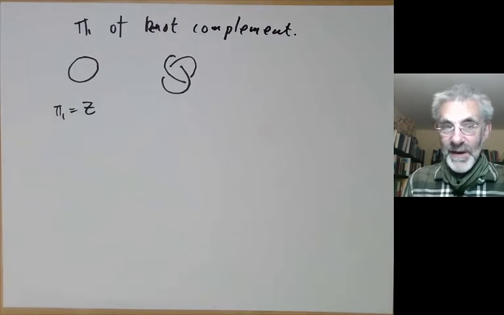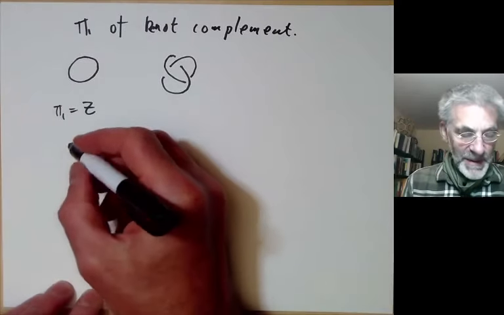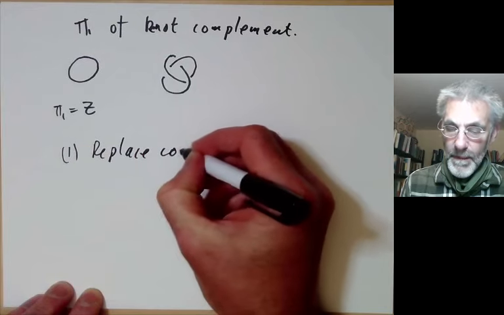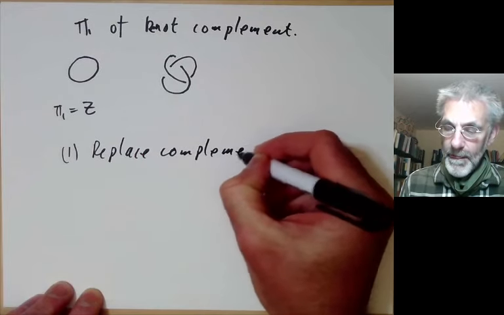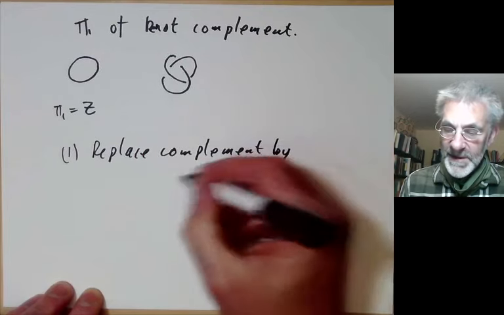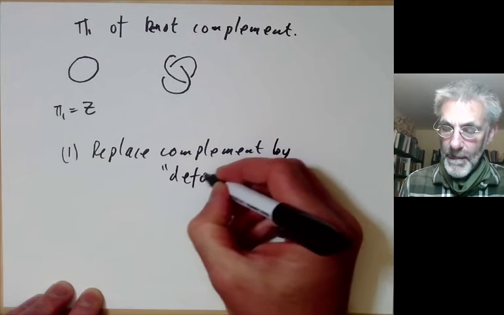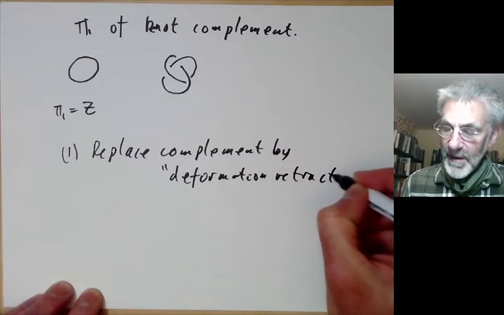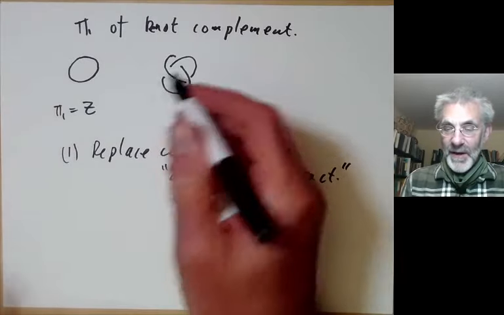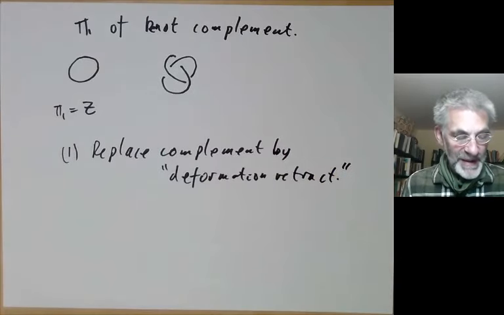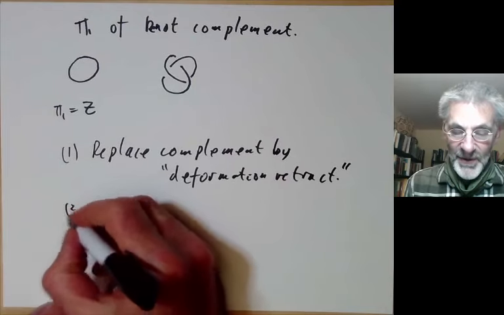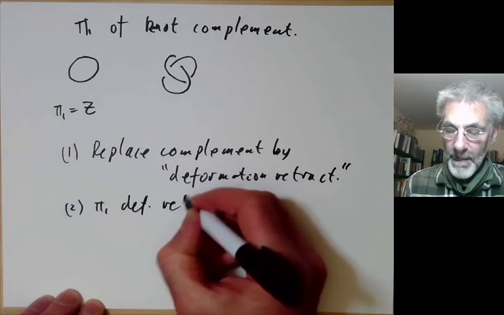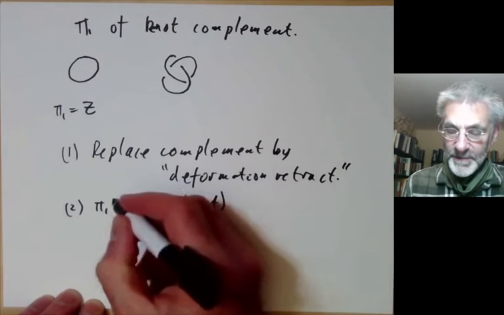So how do we calculate it? Well, we're going to do it in a couple of steps. First of all, we replace the complement by a certain deformation retract. That means you sort of squish the complement onto a smaller space, and then we're going to calculate the fundamental group of the deformation retract, which will be a bit easier.